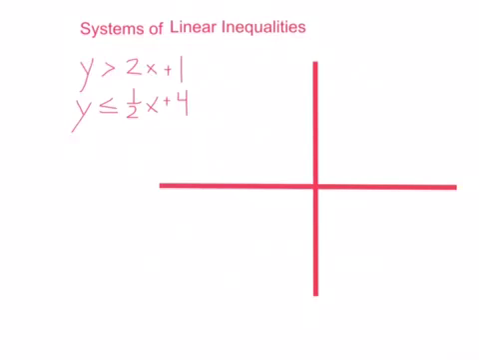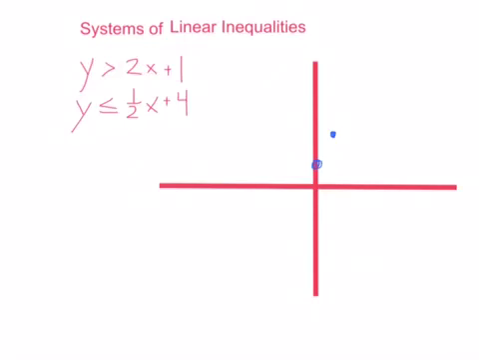To solve systems of linear inequalities, we need to graph each inequality separately. The first one that I'm going to graph will be the top one here. It's y is greater than 2x plus 1. Since it's already in slope-intercept form, I know that my y-intercept is 1 and my slope is 2. So if I put a point at 1 and my slope is up 2 over 1, it'd be about right there.